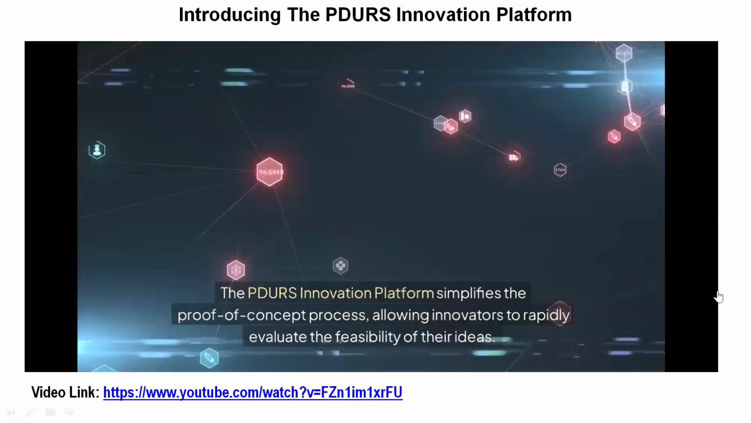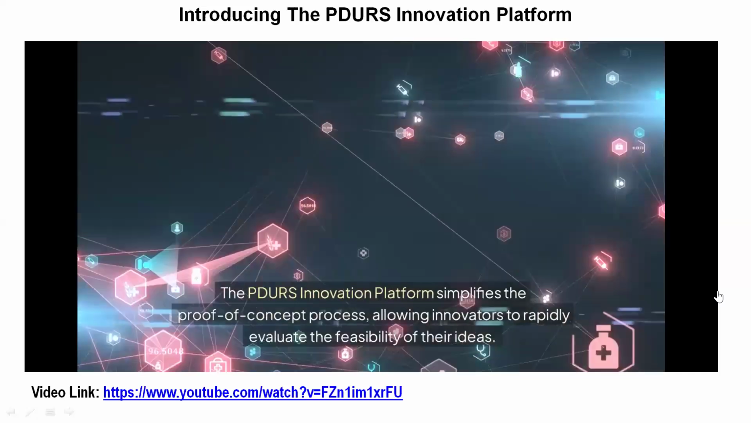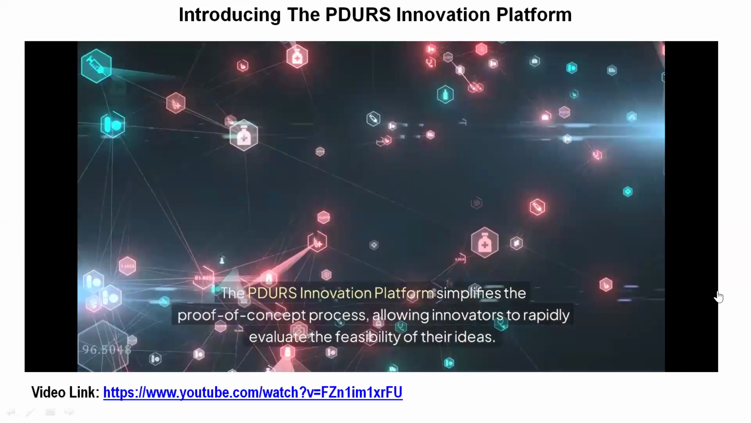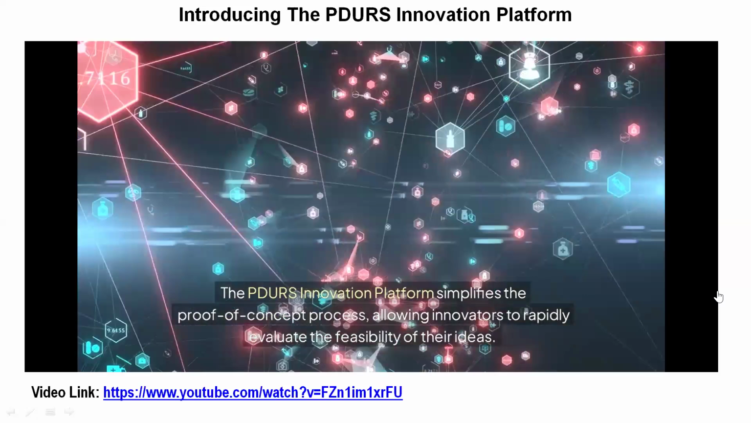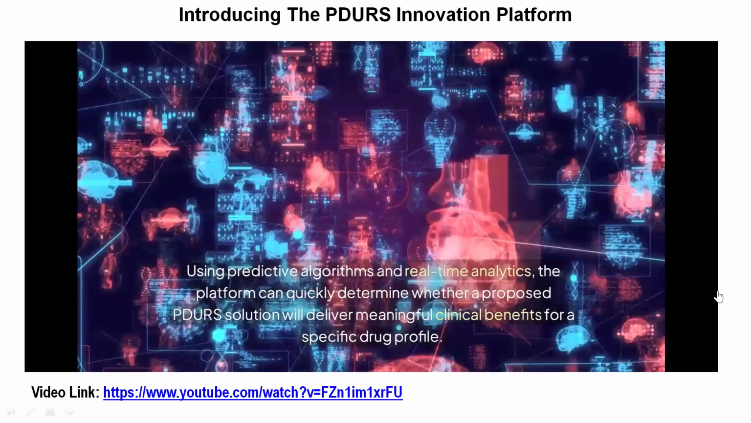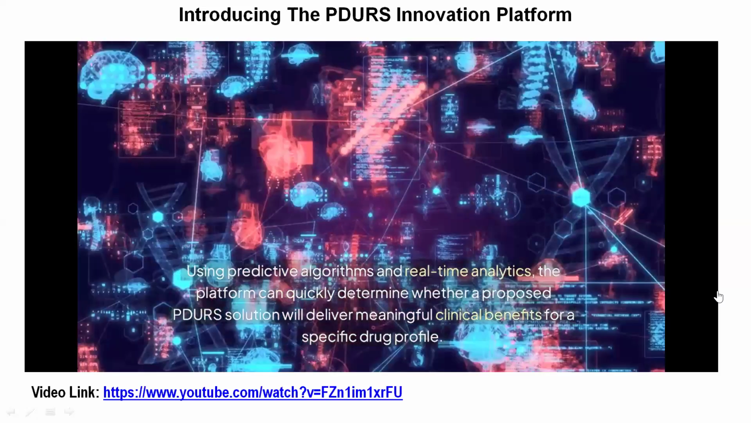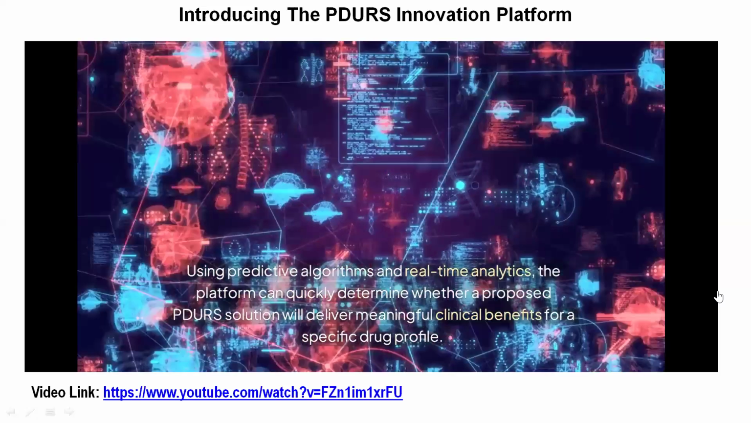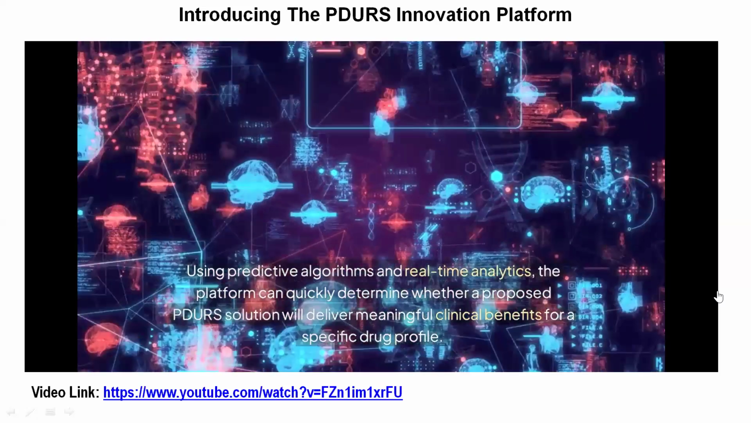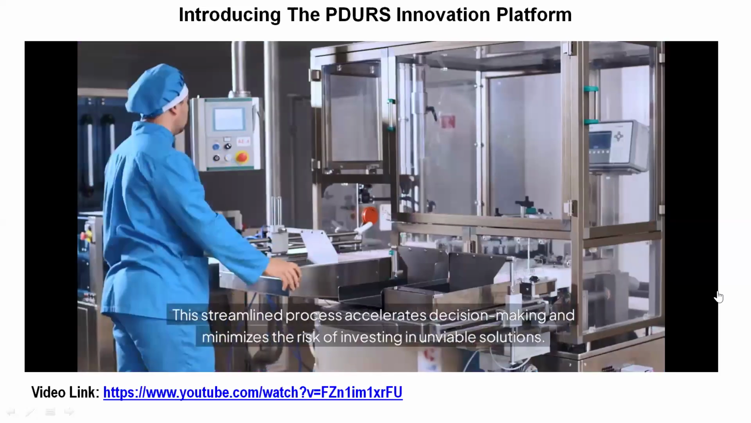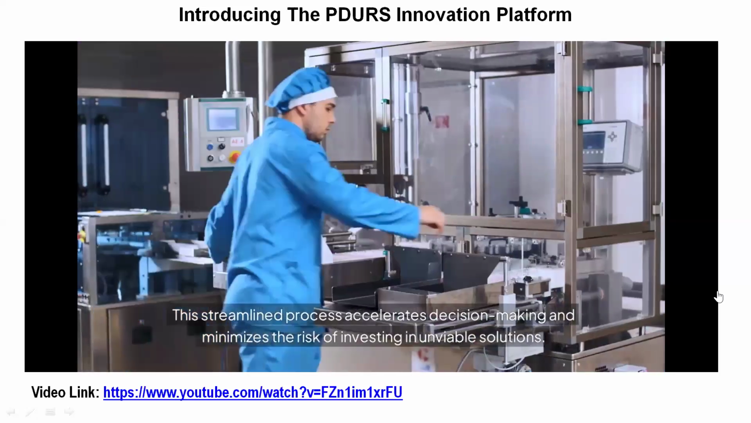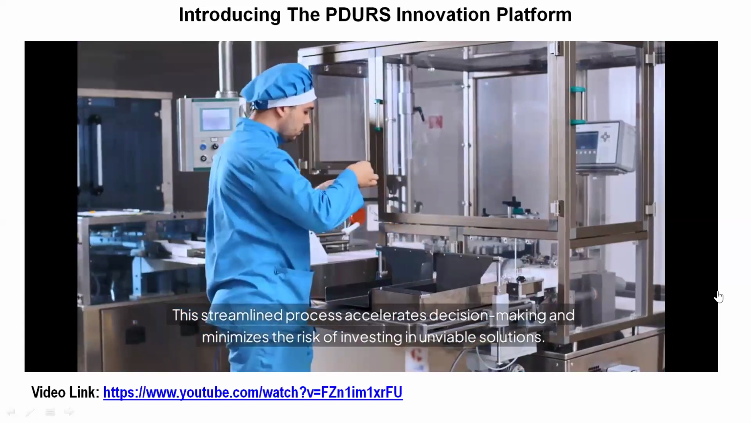The PDURS innovation platform simplifies the proof of concept process, allowing innovators to rapidly evaluate the feasibility of their ideas. Using predictive algorithms and real-time analytics, the platform can quickly determine whether a proposed PDURS solution will deliver meaningful clinical benefits for a specific drug profile. This streamlined process accelerates decision-making and minimizes the risk of investing in unviable solutions.